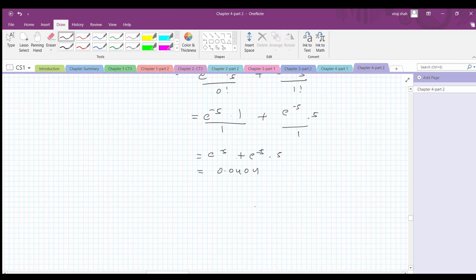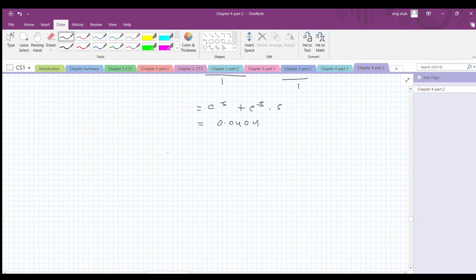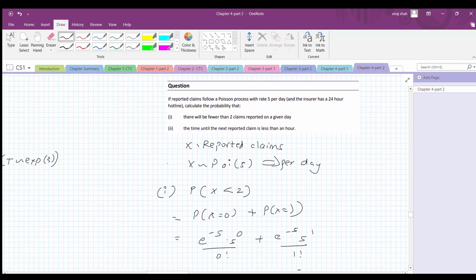Okay, this was my first part. Let's go to the second part. The second part is that the time until the next reported claim is less than an hour.